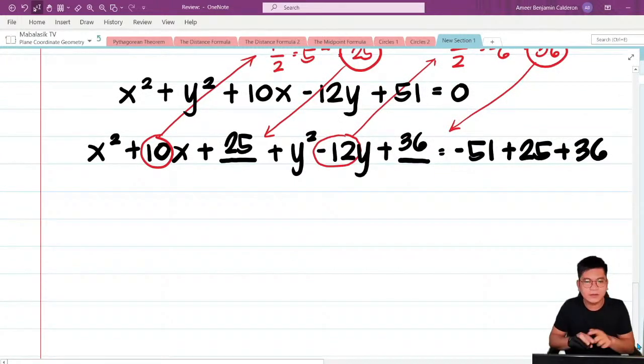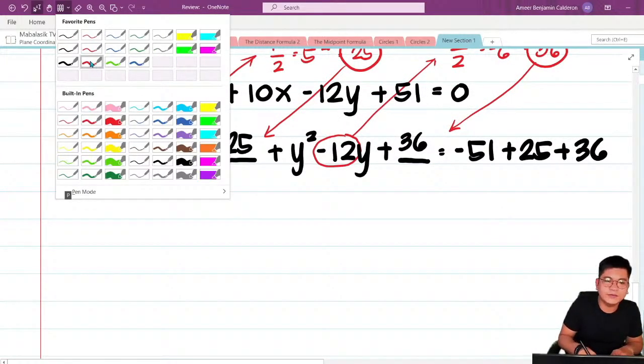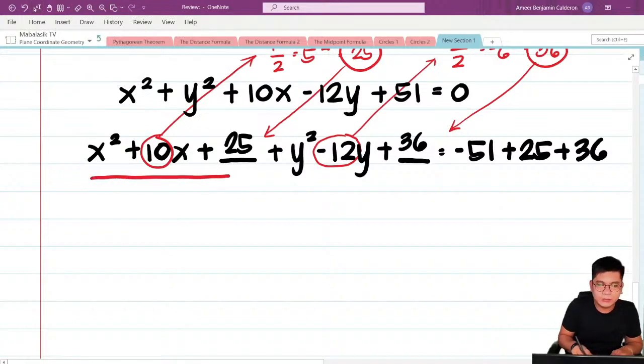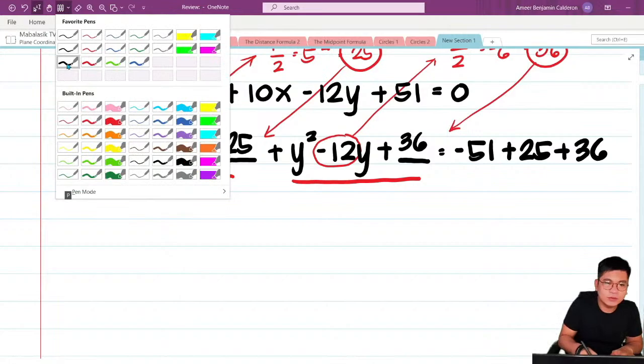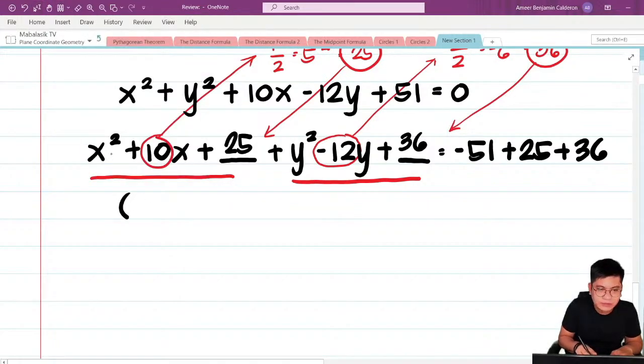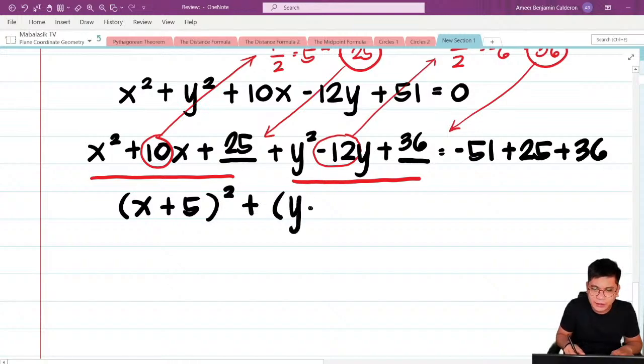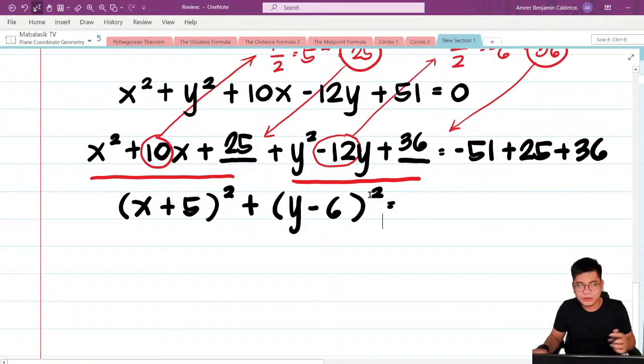Okay, now, these parts of our solution are perfect square trinomials, which we will convert to squares of binomials. So this is now, instead of x squared plus 10x plus 25, x plus 5 squared, plus the quantity of, this is now y minus 6 squared. Is equal to, kung saan ko siya nakuha, di ba?